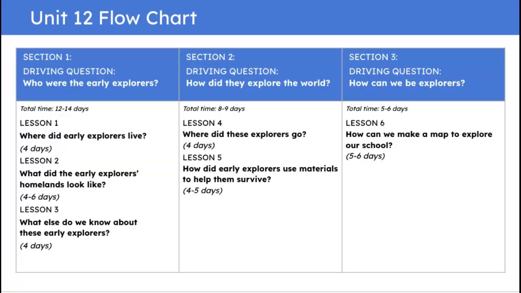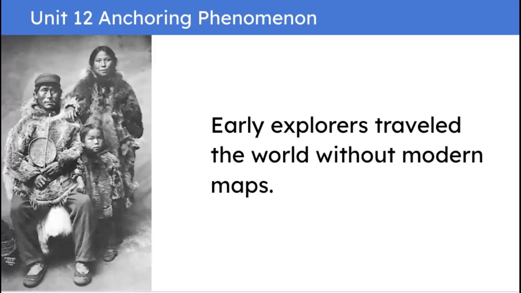The unit is divided into 3 sections. Each section has a driving question, designed to reflect what we anticipate students would naturally ask through their learning process. Section 1 includes 3 lessons, Section 2 has 2 lessons, and Section 3 has the final lesson of the unit. The anchoring phenomenon is introduced in Lesson 1. Overall, the unit should take about 25 to 29 days to complete. The anchoring phenomenon is: early explorers traveled the world without modern maps.